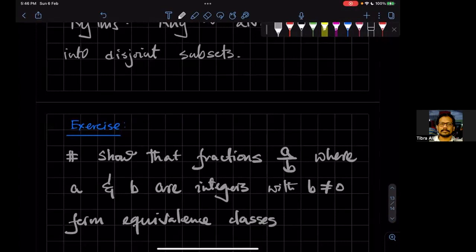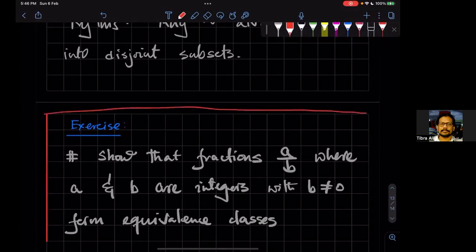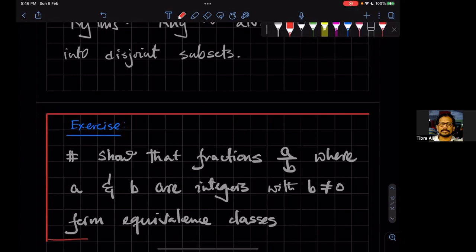Okay, so what do you have to do? You have to show that the definition of fraction satisfies the three properties, okay?